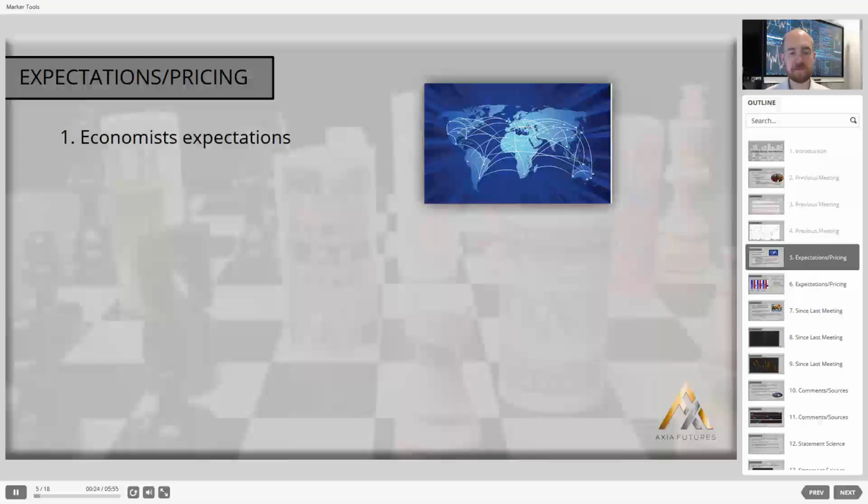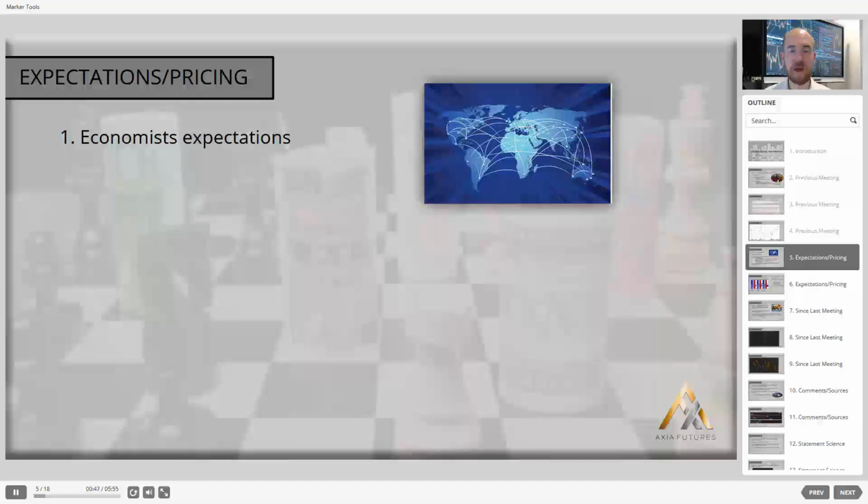So the first area to look at is economists' expectations. Now these will be published. They'll come from a survey of multiple economists. These are economists from banks, hedge funds, various financial companies. You will then get a general consensus of whether they expect a rate increase, a rate decrease, or unchanged.